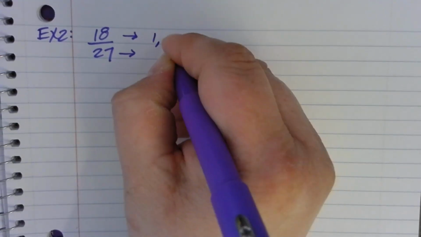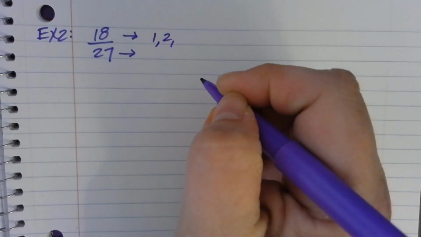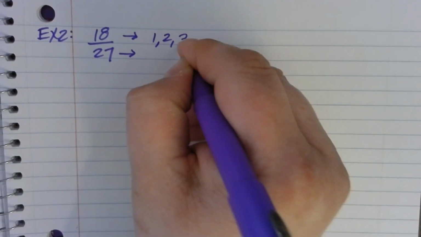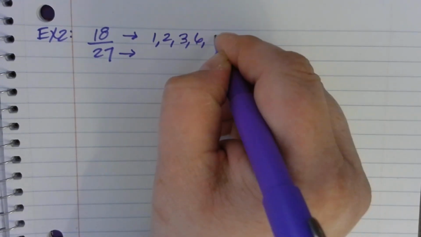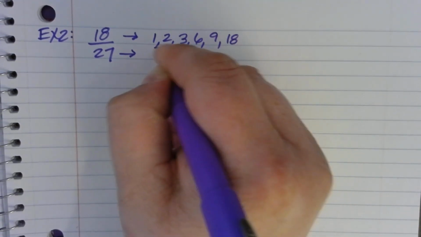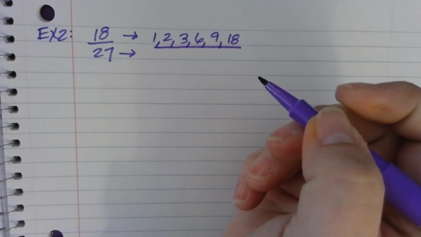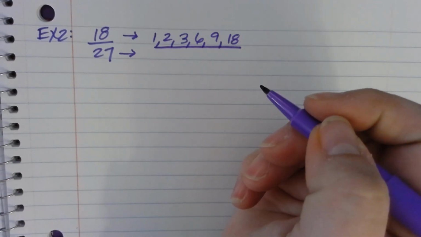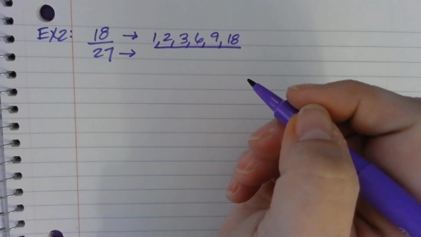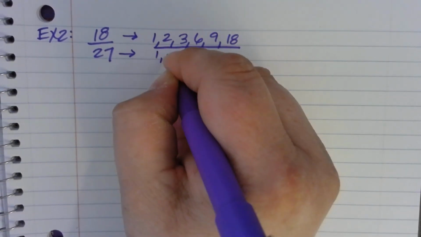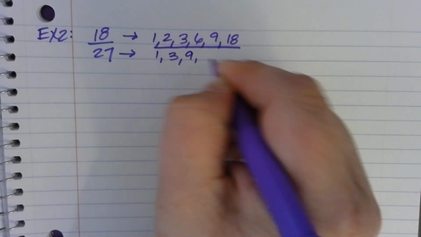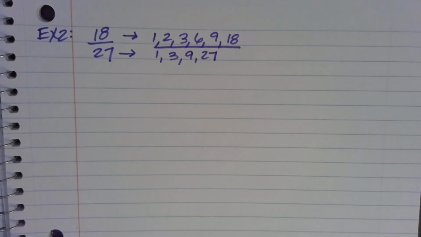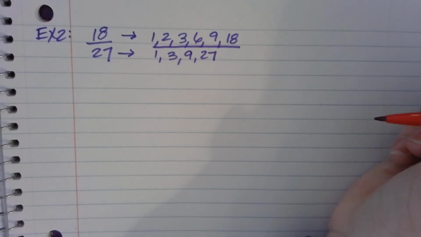All right, so 18, I've got 1, 2, 3, 6, 9, and 18. There we go. Again, don't leave anything out. Remember accuracy. Be as accurate as possible. And 27 has 1, 3, 9, and 27. All right, step 1 complete: list all the factors of both numbers.